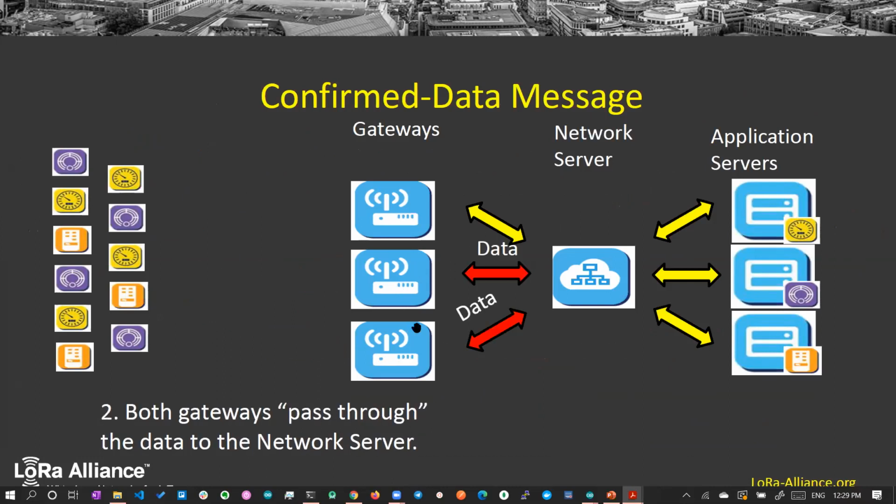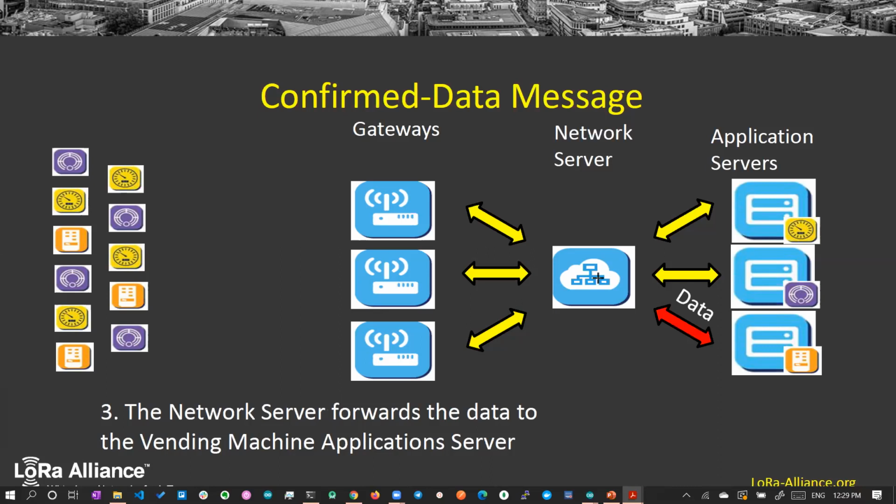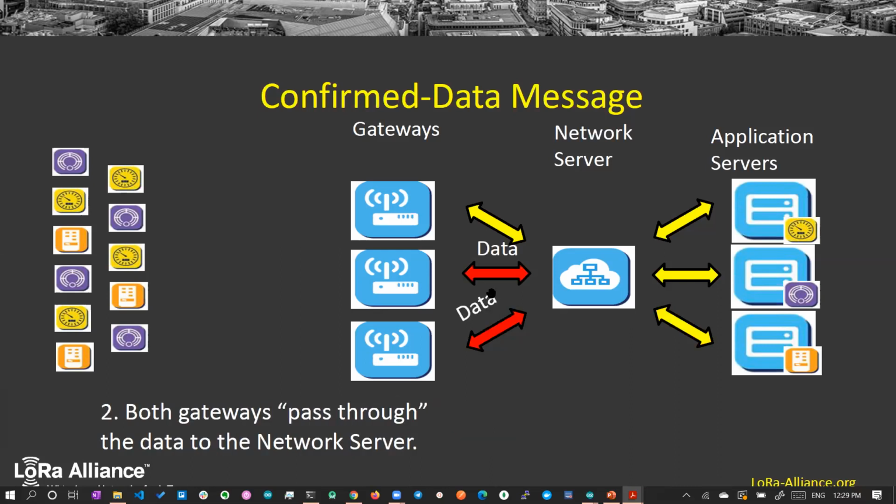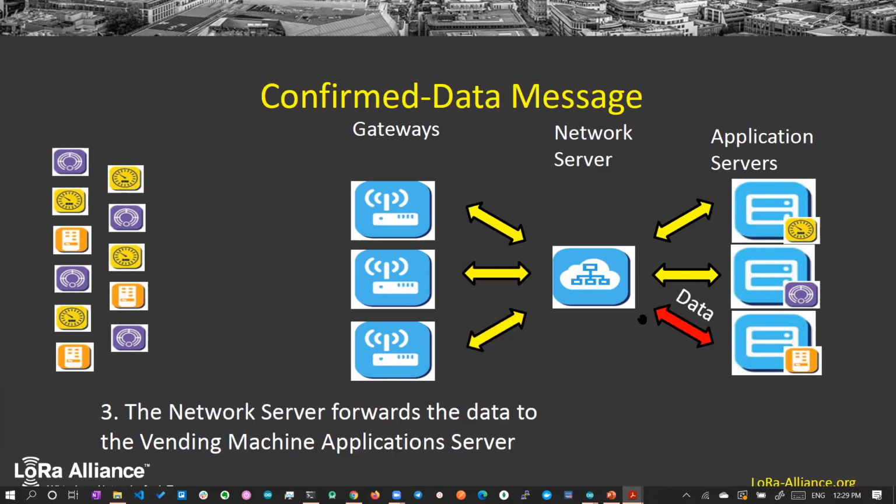The next step is that both gateways pass the data through to the network server. Both copies of the data are sent to the network server. The third step is the network server forwards the data to the application server. Here you can see it is two data, but here it is only one, because the network server deduplicates the data and verifies whether it is from a trusted device which has already joined the network, or someone randomly sending data. It evaluates all those things and sends it to the application server.